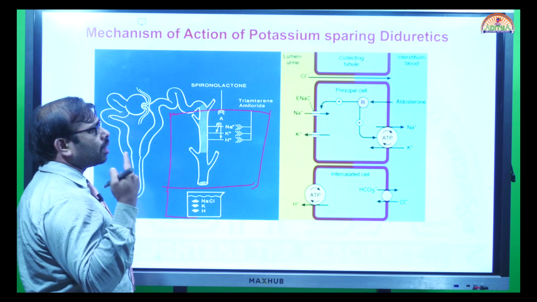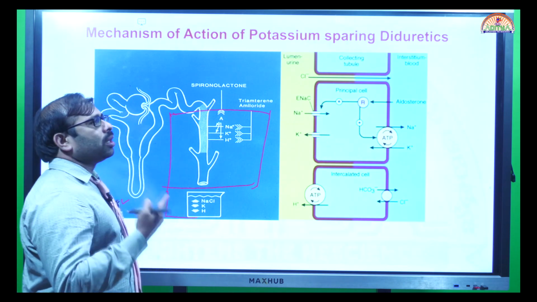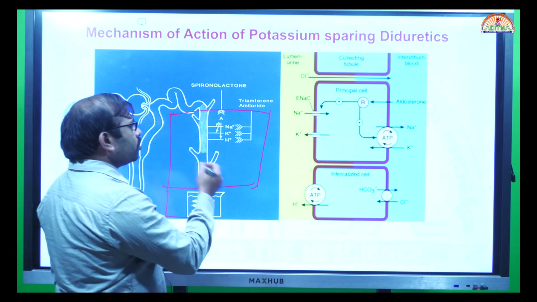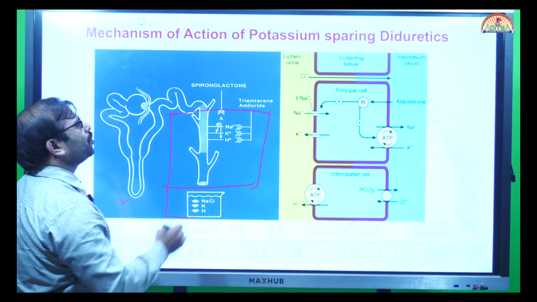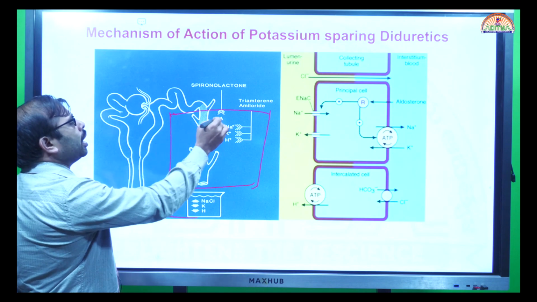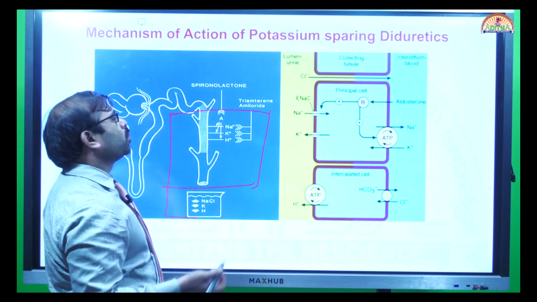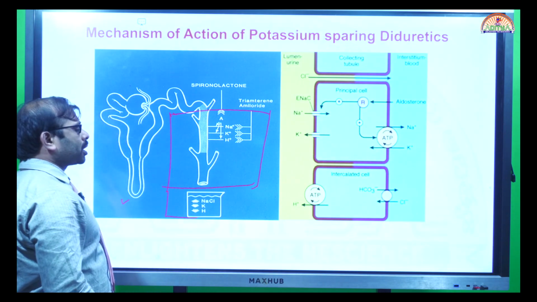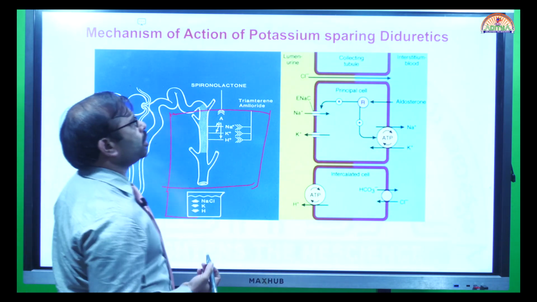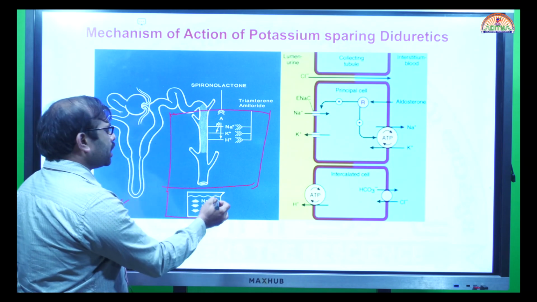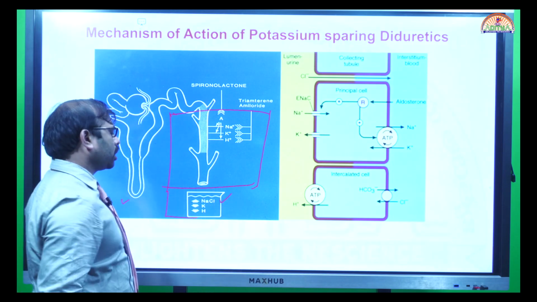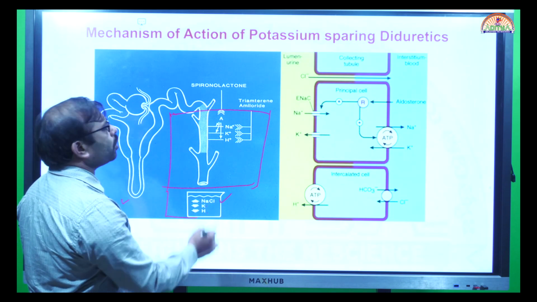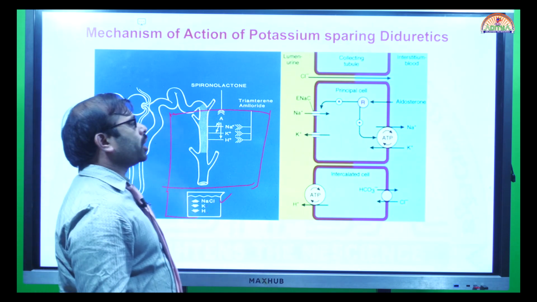One mechanism is that they inhibit the aldosterone receptor present at the collecting duct. Another is that they inhibit the sodium ion channels. Basically, at this position, these potassium sparing diuretics increase the NaCl concentration of the urine at the duct, and they decrease the loss of, or reabsorb, potassium and hydrogen. That's how they show their action.